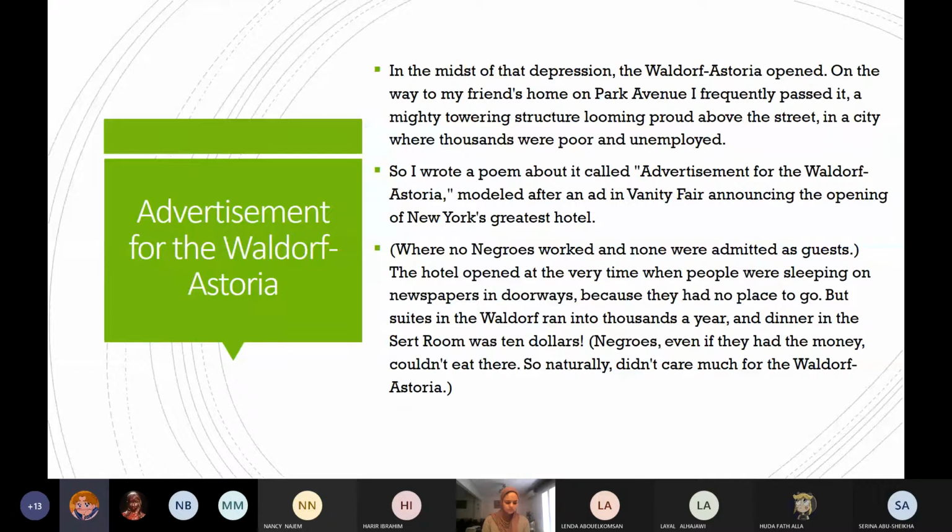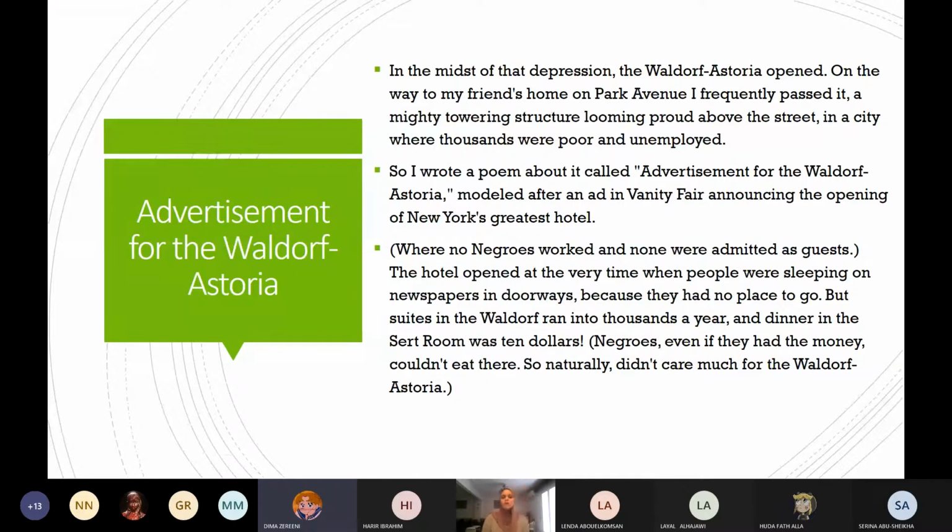In the midst of that depression, the Waldorf Astoria opened. On the way to my friend's home on Park Avenue, I frequently passed it, a mighty towering structure looming proud above the street, in a city where thousands were poor and unemployed. So I wrote a poem about it called Advertisement for the Waldorf Astoria, modeled on an ad in Vanity Fair announcing the opening of New York's greatest hotel, where no one who worked would be admitted as a guest. The hotel opened at the very time when people were sleeping on newspapers in doorways because they had no place to go. But suites in the Waldorf ran into thousands a year, and dinner in the main room was $10. And even if they had the money, they couldn't eat there.